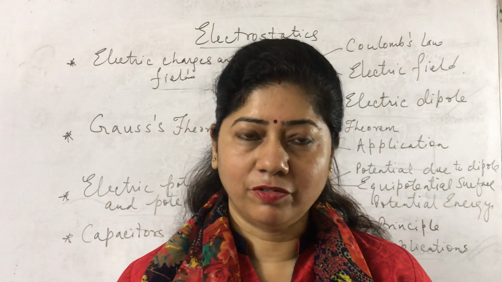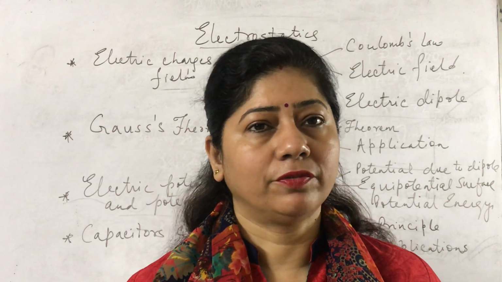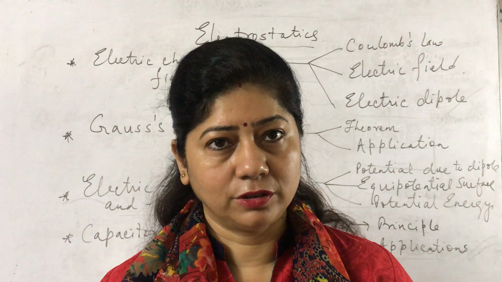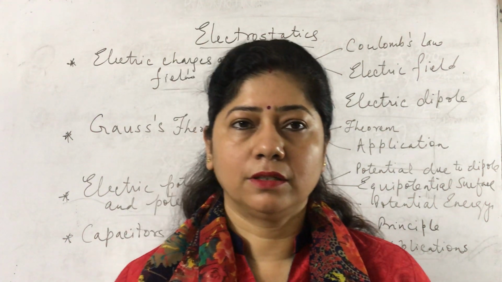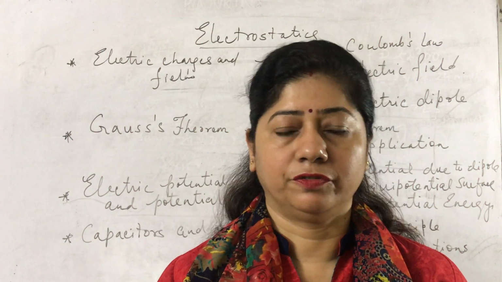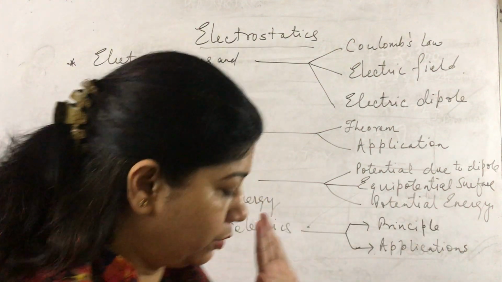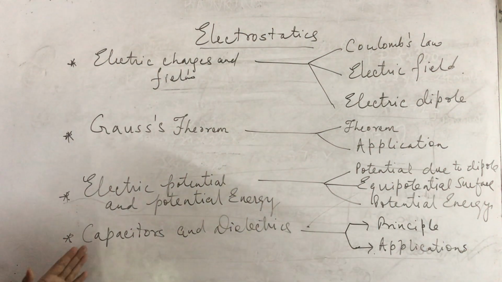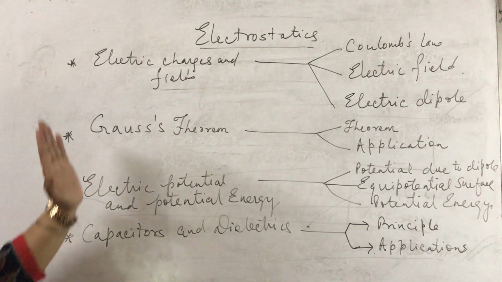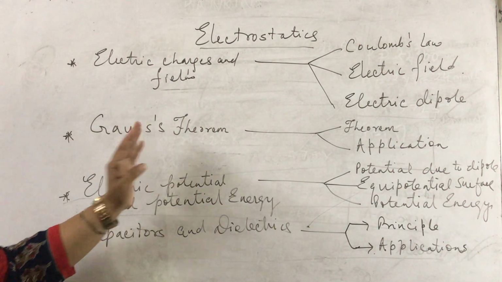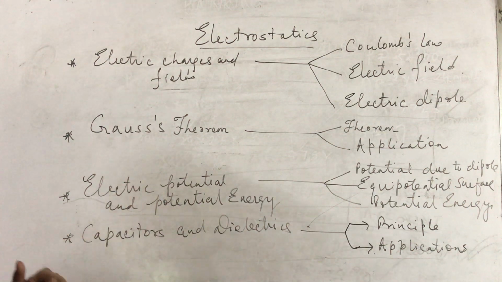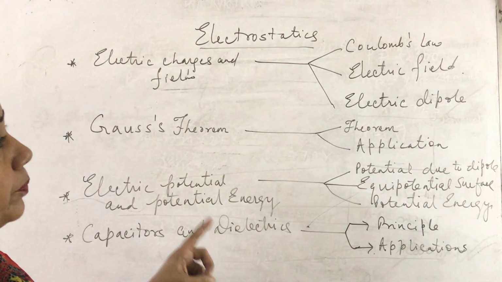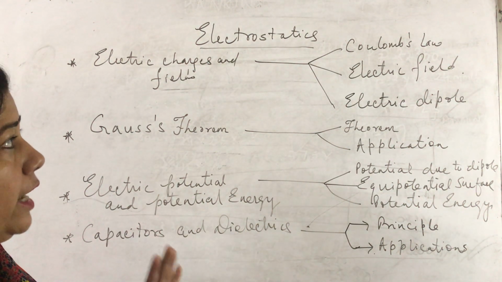So let me just brief you on the things we are starting off with, the first chapter, that is electrostatics. The whole chapter has been divided into different parts. You can see on the board, we have got four basic categories: electric charges and fields, which is further divided into different parts: Coulomb's law, electric field, electric dipole.